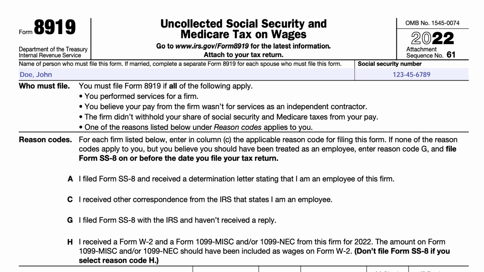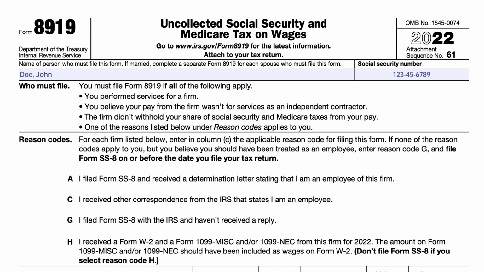In this video, we'll be going over IRS Form 8919, Uncollected Social Security and Medicare Tax on Wages. You would only file this form if you perform services for a firm, you believe that your pay from the firm should have been for services as an employee as opposed to an independent contractor. However, the firm or the company did not withhold your share of Social Security and Medicare taxes from your compensation. And one of these reason codes applies to your situation.